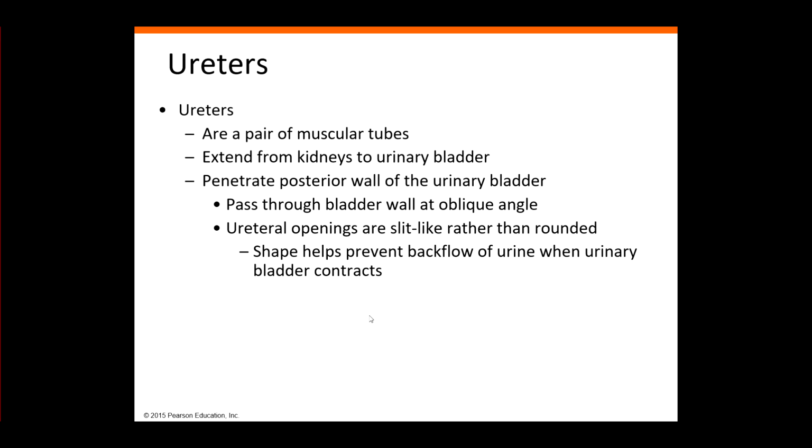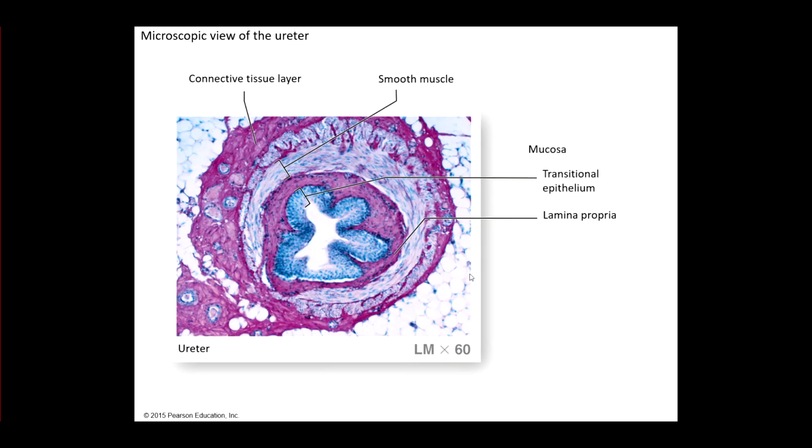When you see the ureters enter the posterior wall of the urinary bladder, the openings are not going to be round openings. They're going to be more slit-like openings. And that slit-like opening helps to prevent backflow of urine up to the kidney. So let's take a look at what I mean by that.